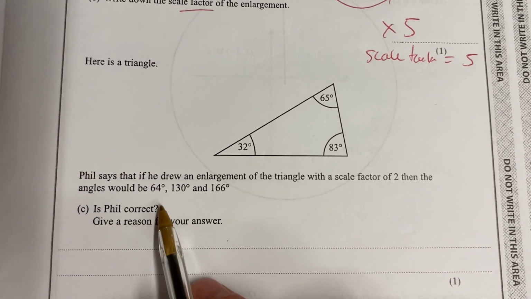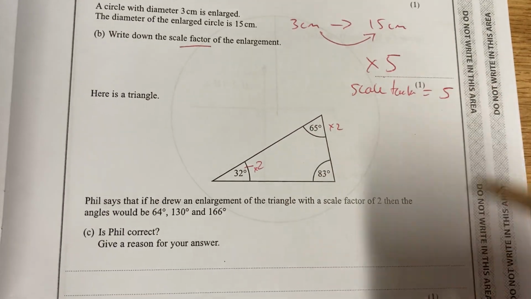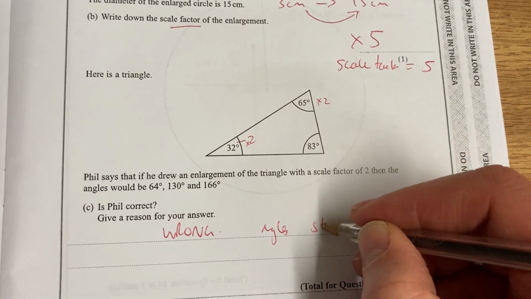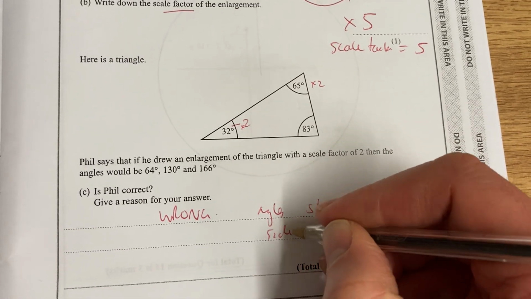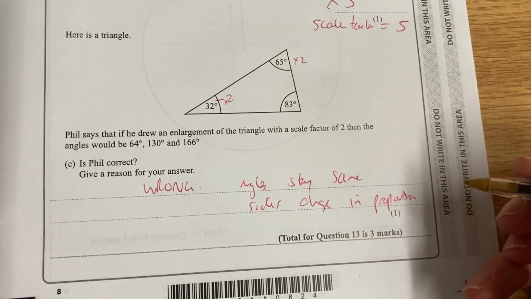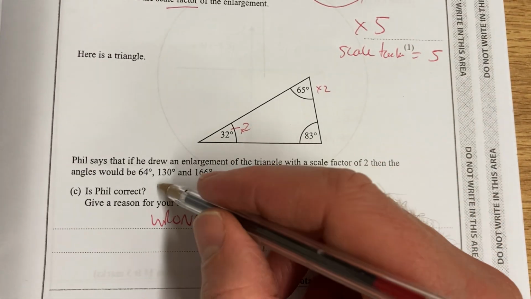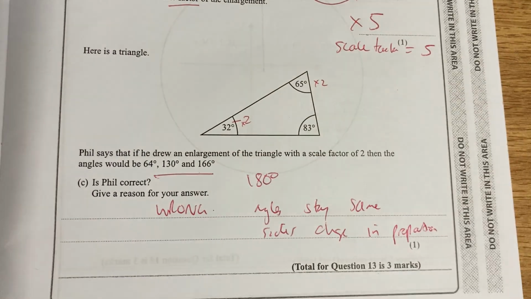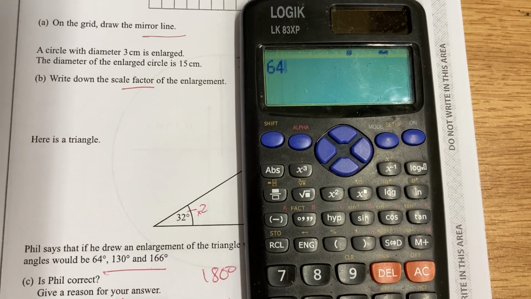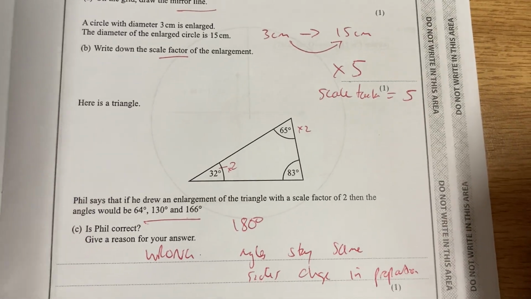Right, Phil says that if you drew an enlargement of the triangle with a scale factor of 2, then the angles would be 64, 130, and 166, because he's multiplied that by 2 and that by 2. He is wrong, because angles stay the same. It's the sides that change in proportion. Okay, so angles do not change, and also they have to add up to 180 degrees, and those would not. And I could see on the calculator that 64 plus 130 plus 166 is 360. You doubled it. Okay, we'll stop there.